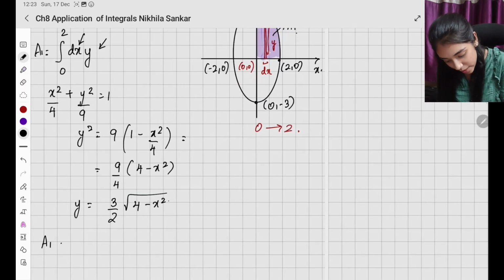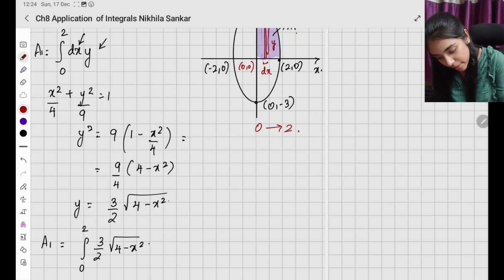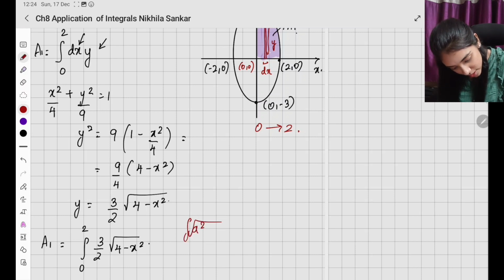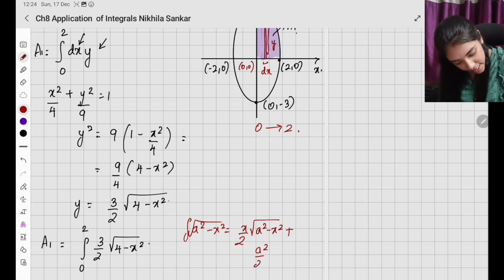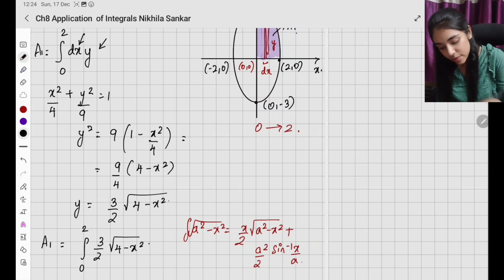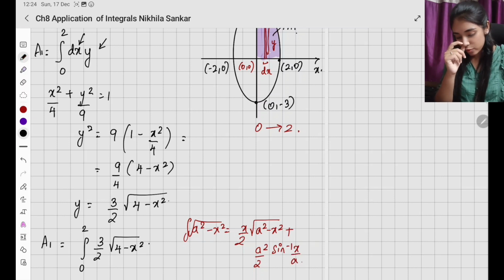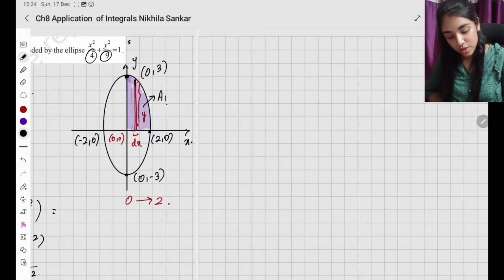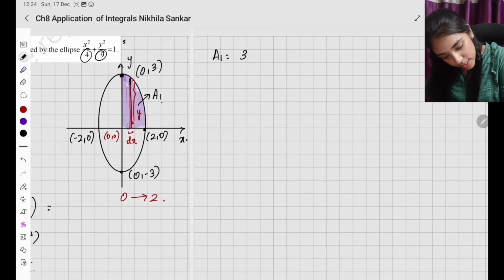So I have A1 equals integral from 0 to 2 of 3 by 2 square root of 4 minus x square. I'm again going to use the formula for a square minus x square. என்ன formula? x by 2 square root of a square minus x square plus a square divided by 2 sine inverse of x divided by a. So when I substitute this, I have my a square value to be 4. So 3 by 2 is a constant that comes out of the integral. I have A1 equals 3 by 2 is a constant.